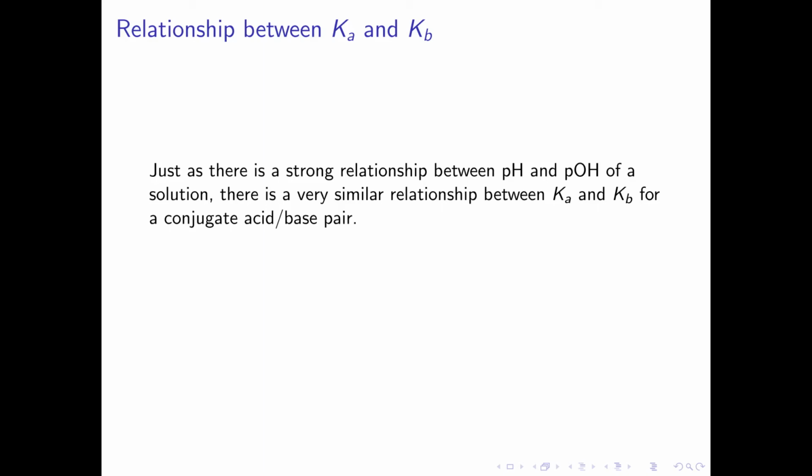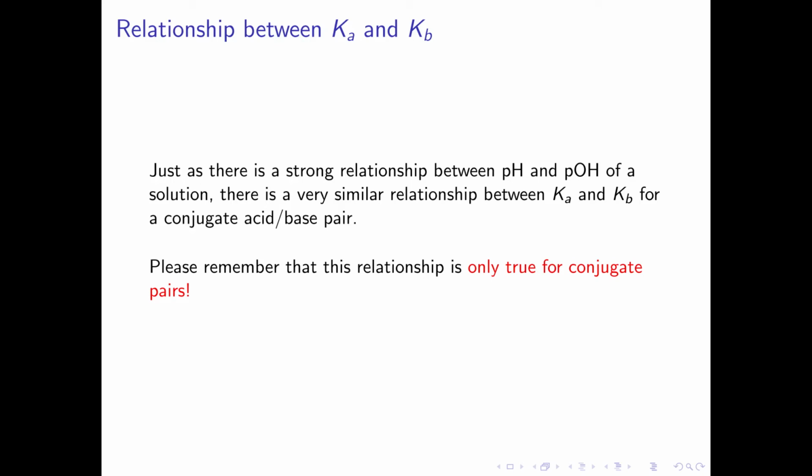Now let's look at the relationship between Ka and Kb. Just as there is a strong relationship between pH and pOH of a solution, there is a very similar relationship between Ka and Kb for a conjugate acid-base pair. It is important that you remember that this relationship is only true for conjugate pairs.